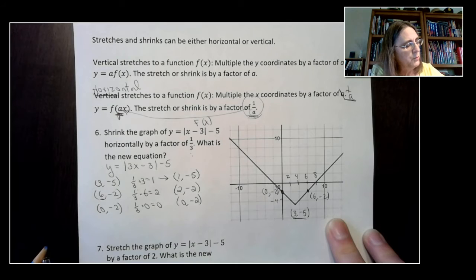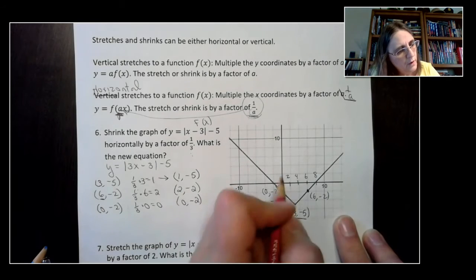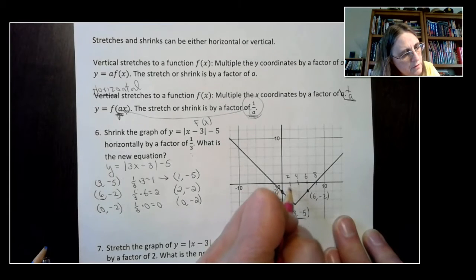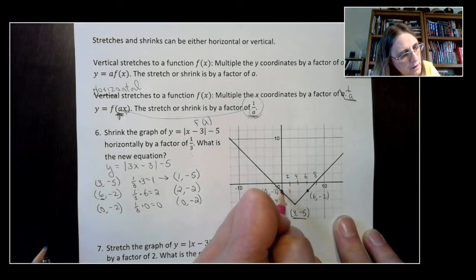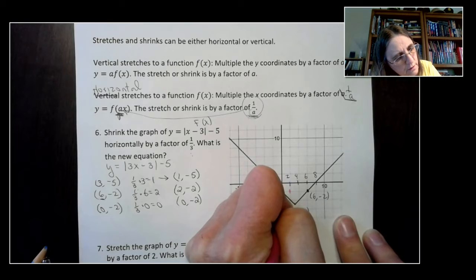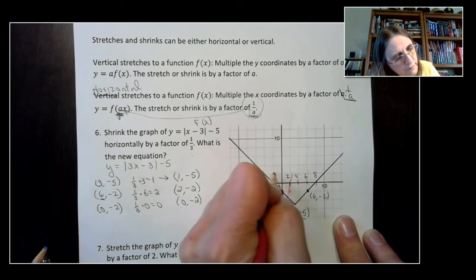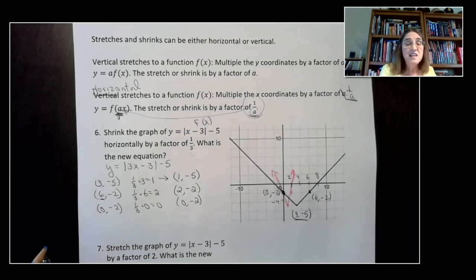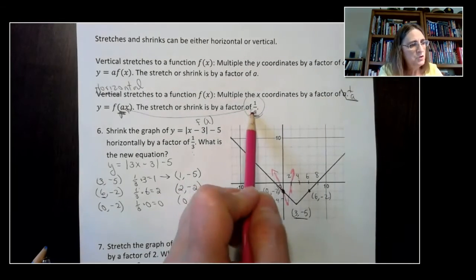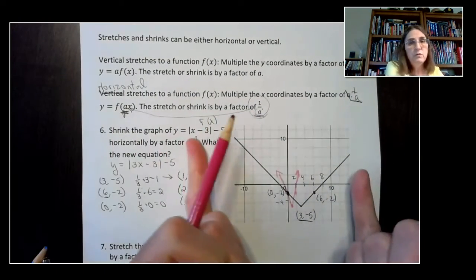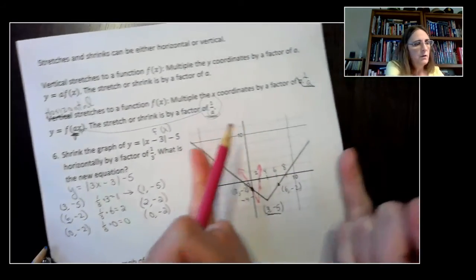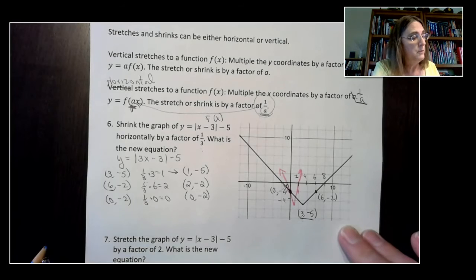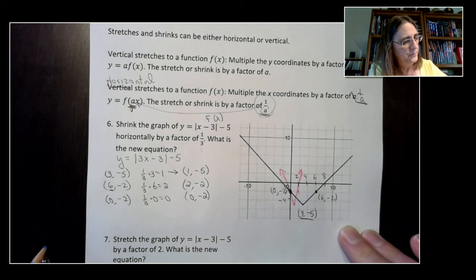So let's graph these points and see what it looks like. 1, negative 5, 2, negative 2, and 0, negative 2. We end up with a graph that looks like this. It's 3 times skinnier. We've done a horizontal shrink, which moves the two sides together by 1/3. So it's much skinnier on that one.